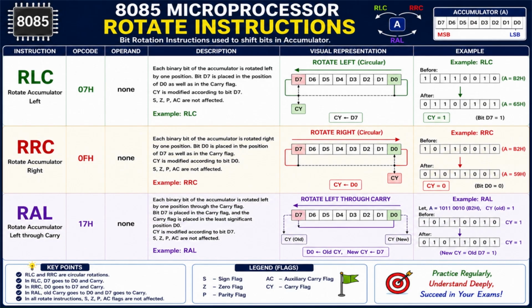So these rotate instructions are used whenever we need to manipulate bits efficiently. Instead of changing values mathematically, they simply rotate the position of bits inside the accumulator. These instructions are widely used in bit manipulation, serial data transmission, encryption techniques, multiplication and division by the power of 2, and embedded system programming.